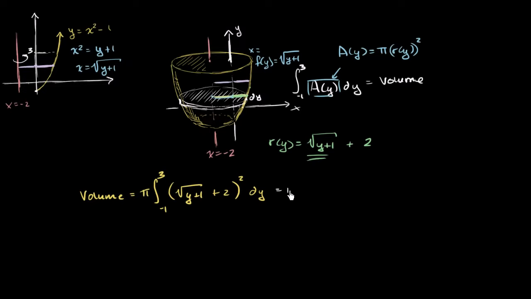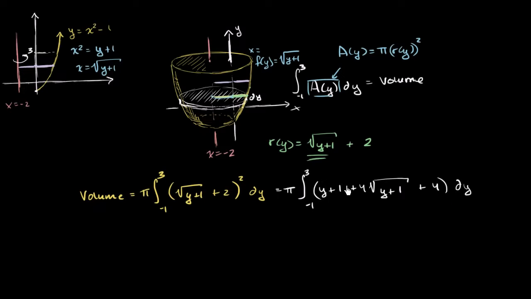So this is going to be equal to pi times the definite integral from y is equal to -1 to y is equal to 3. If you expand this out, you get the square root of y plus 1 squared, which is just going to be y plus 1. And then you're going to have 2 times the product of both of these terms. 2 times 2 times the square root of y plus 1 is going to be plus 4 times the square root of y plus 1. And then you have 2 squared, so plus 4. So you have this whole thing times dy.